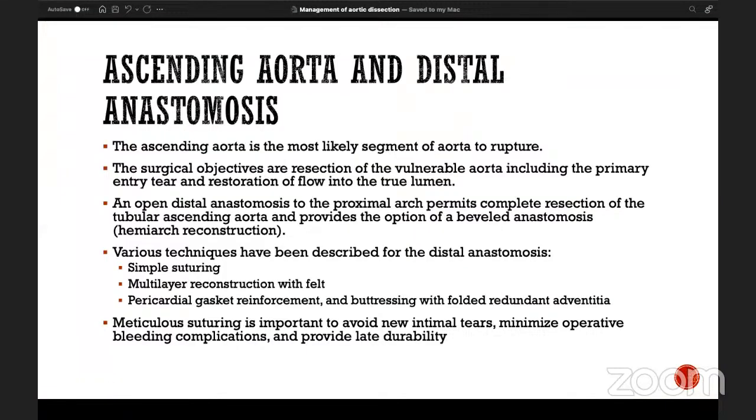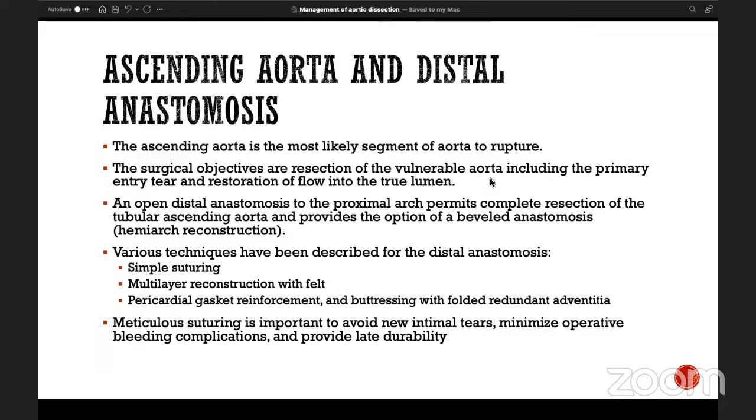As I said, during the time of cooling, you will manage the proximal part of the aorta, the valve, the root. And once you achieve your target temperature, then you will assess and manage your ascending aorta and distal anastomosis. It is usually the segment most likely to rupture, the ascending aorta. The objective of surgery is to resect all vulnerable aortic tissue, including the primary entry tear, and restore the flow in the true lumen.